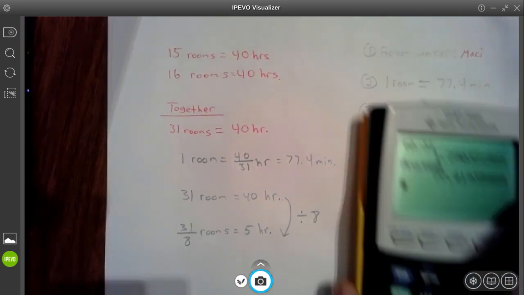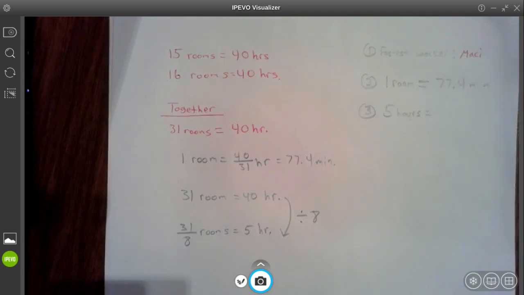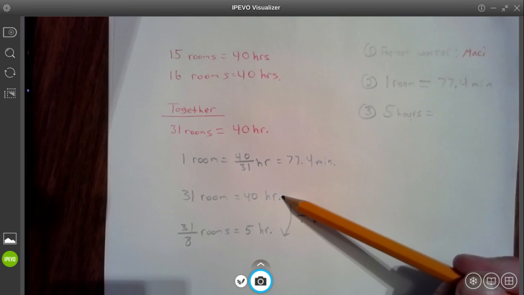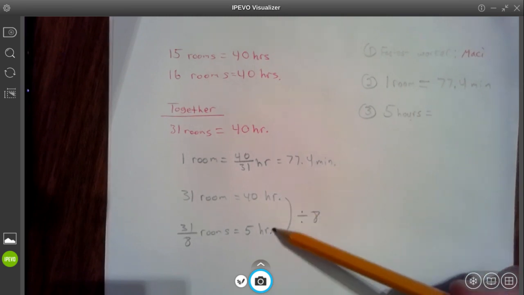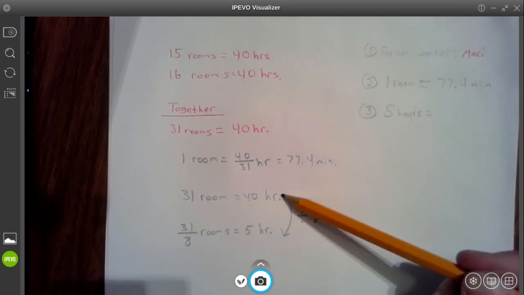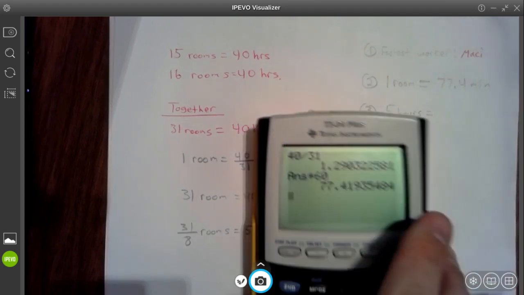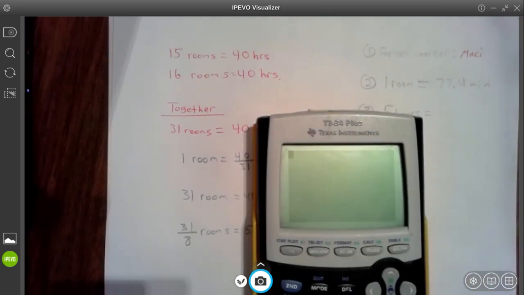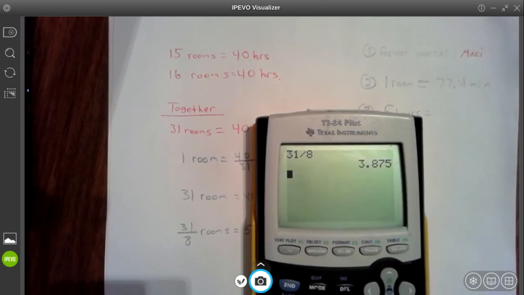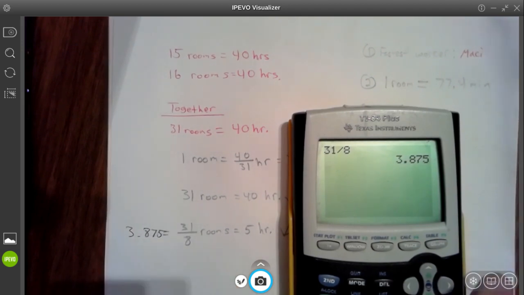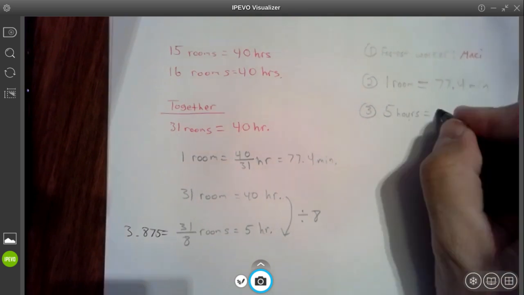The other way, I guess, is you could always divide by 40 and then multiply by whatever number you need to. I could have divided by 40 and then multiplied by 5. That would have done the same thing. So let's do 31 divided by 8. And that's 3.875 rooms. That's my answer to the last question.